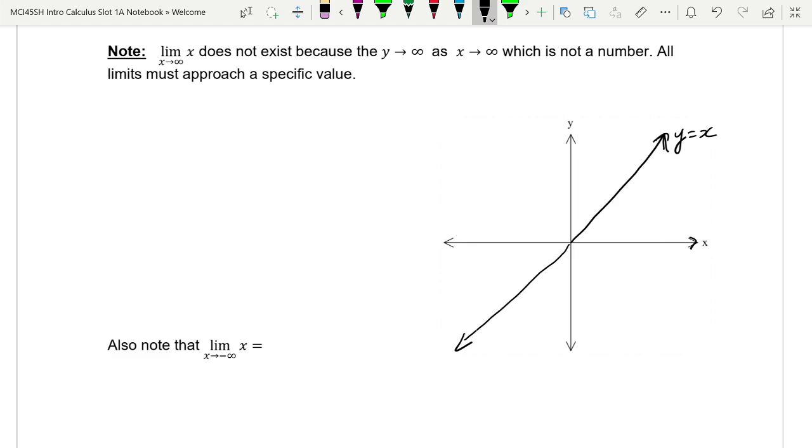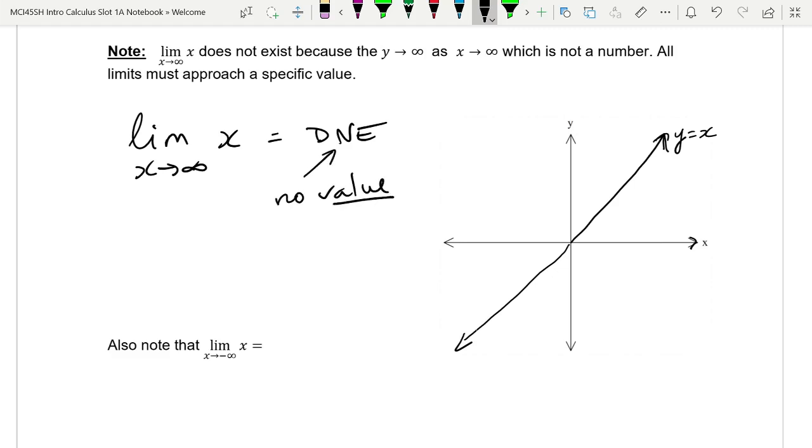So you would say that the limit as x approaches infinity of x does not exist. But even though it doesn't exist as a value, you still understand that there's a behavior to its graph. You still understand what the numbers are doing.